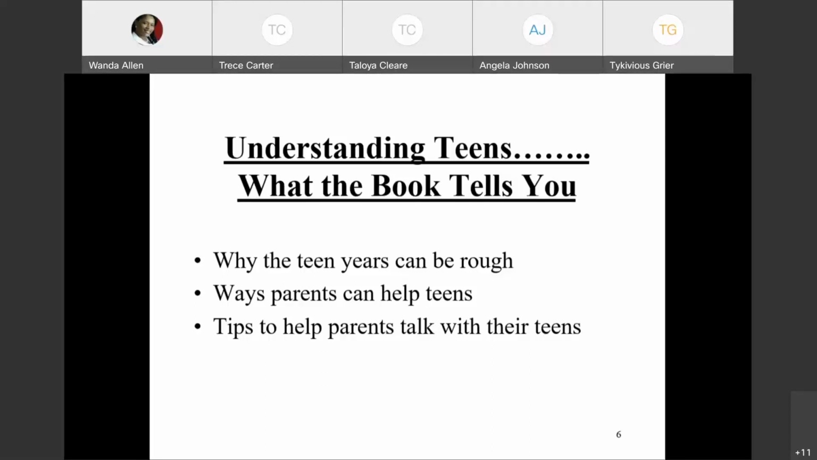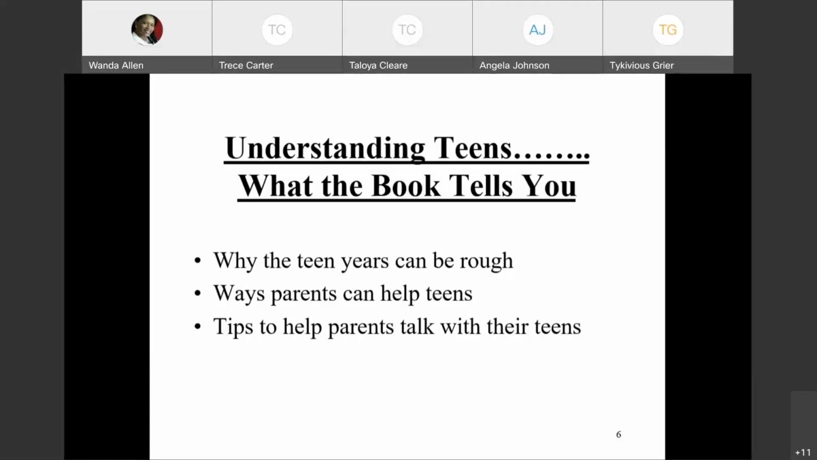Of course, you always want to start out with your learning objectives, and I tend to put these on our PowerPoint slide also, as well as verbalize them. Again, people learn by hearing it, seeing it, and of course, having activities where they can actually do things that will help them to achieve the learning objectives. So, for example, understanding teens, what the book tells you.